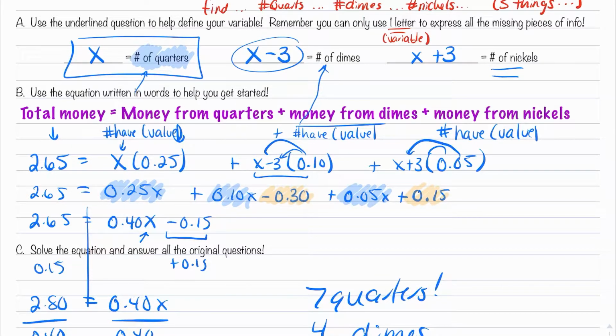And if we go check, 7 quarters, 4 dimes, and 10 nickels. So on my calculator, I just did like we did in number 1, the number we have times their value, 4 dimes, and then 10 nickels. That comes out to be $2.65. So we know we're right. And that's one example.